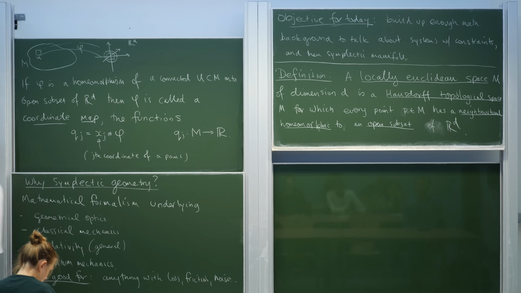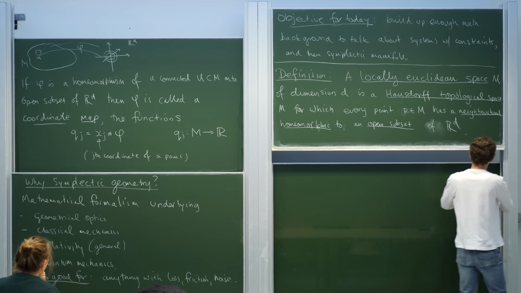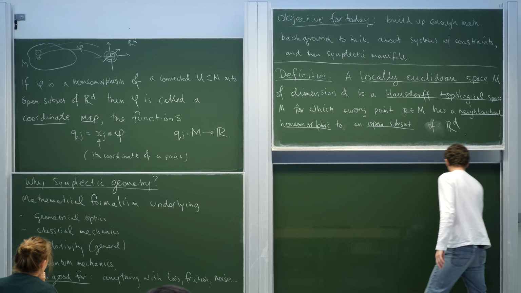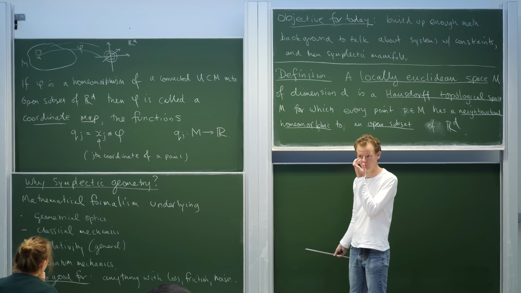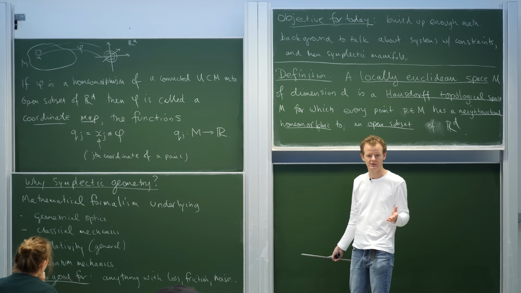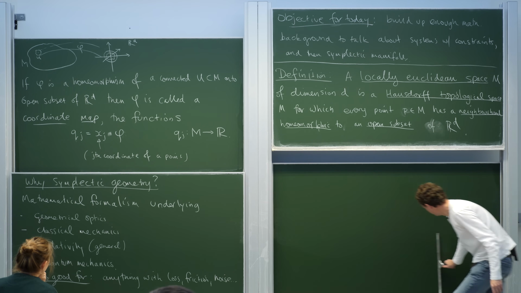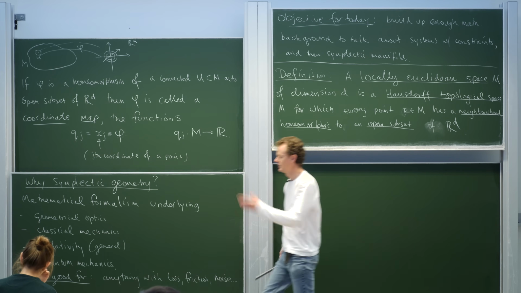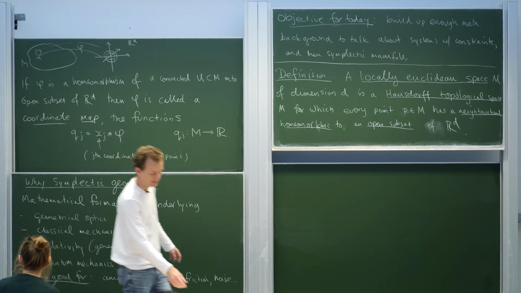So given these Q's, you can draw a grid or a coordinate system on M. You just define them to be the surfaces of constant Q, just like you would use the coordinates in Euclidean space to draw a grid on flat space. The grid is defined by surfaces of constant x, y, and z, and so on. So that allows us to build up a coordinate system on our locally Euclidean space.